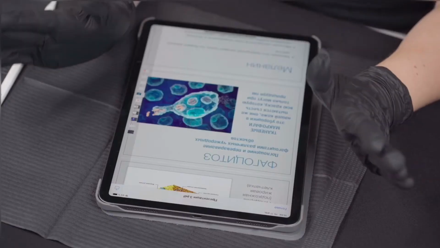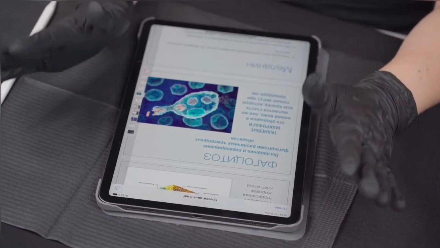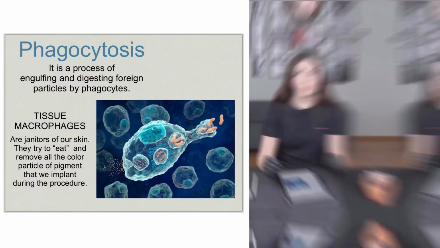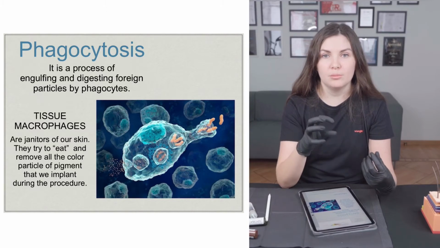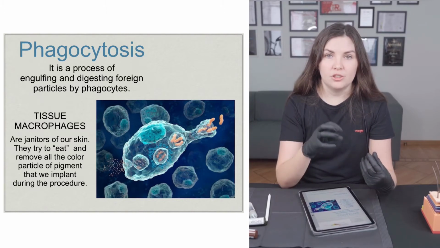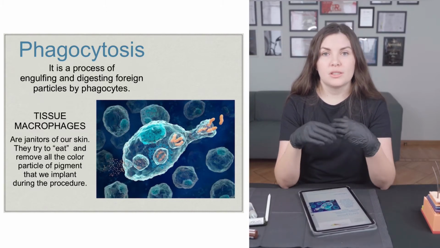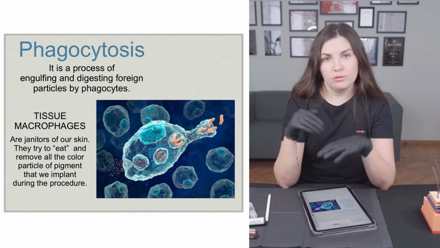If retention is low, then we need to deposit pigment a little deeper this time, because that means that you worked in epidermis and the pigment is gone. Now we will talk about phagocytosis. What is phagocytosis? It is the process of absorption of paint that we deposit by macrophages and the digestion of these paint particles. This is how every tattoo process happens.